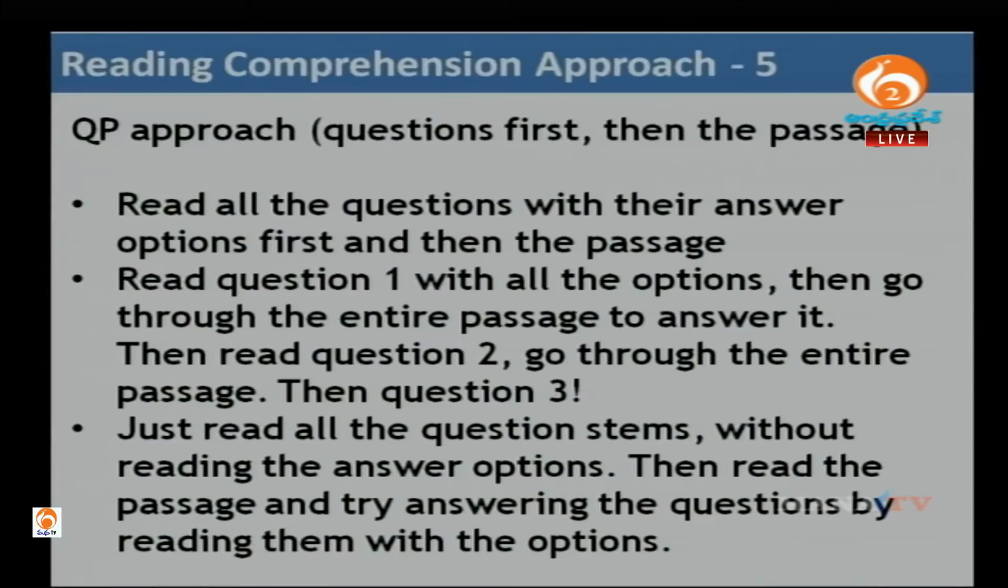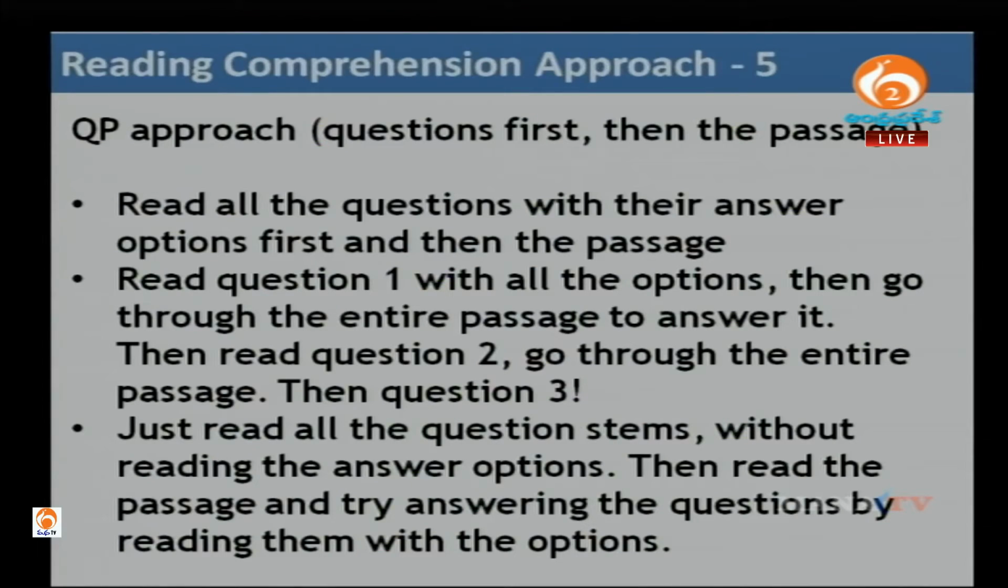So what I can do is make notes of that question, and once I've made notes of the questions, the topics or the certain details that are being asked in that question, you can easily find the answer in the passage. So that is another way of quickly answering these questions. Instead of reading the entire passage and trying to understand what might be asked in the question, you first read the questions, then you can go back to the passage. Okay, read all the questions with their answer options first and then the passage.